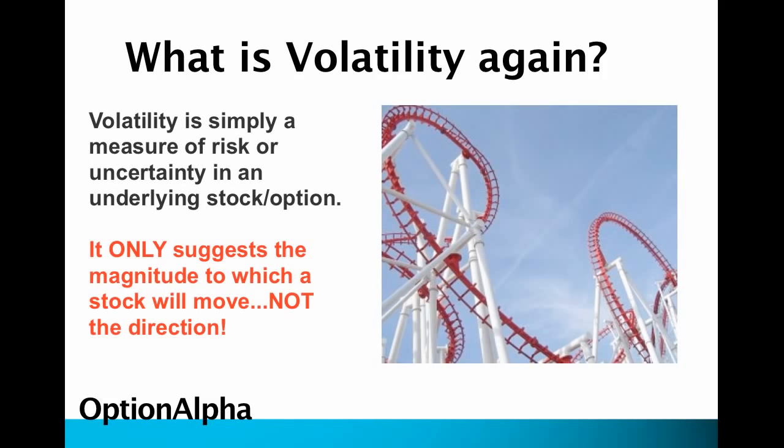Let's just do a little refresher on what volatility is again, just so everyone's clear. Volatility is simply a measure of risk or uncertainty in the underlying stock. It only suggests the magnitude to which a stock will move, not the direction. This is a really key point. We can have markets that rally and are high volatility markets. Most people really equate volatility with falling markets, but that's not the case. Volatility is in any direction, it just is a magnitude measurement.